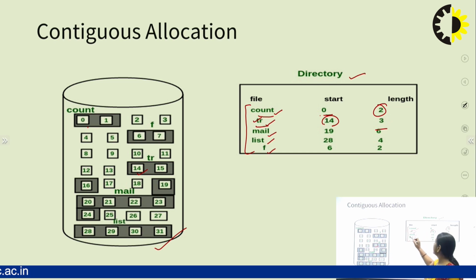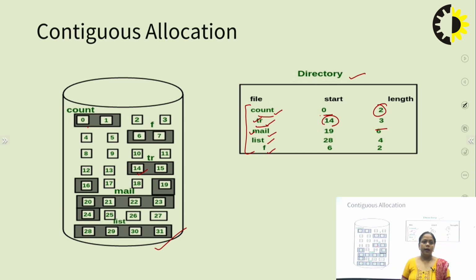The next file name is mail, and the starting address for mail is 19 and the length of the file is 6. You can see here the mail file is stored in the secondary storage from block 19, and it is stored contiguously; 6 blocks are occupied by the file mail.